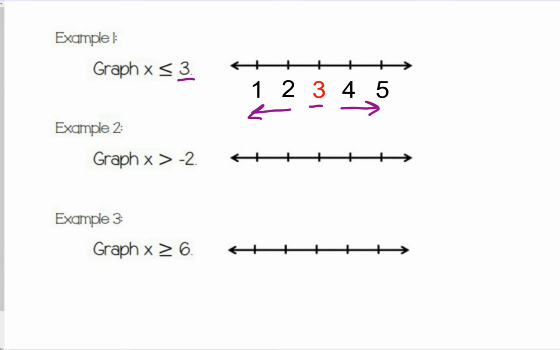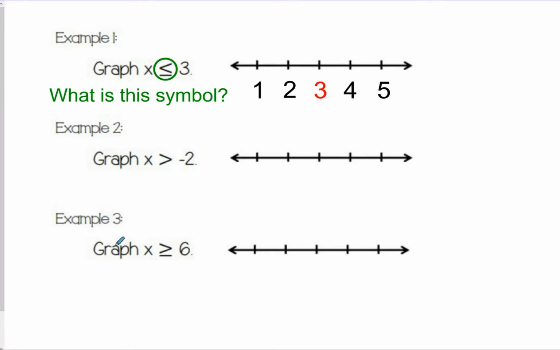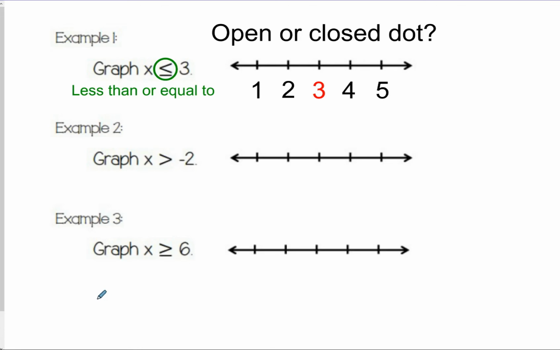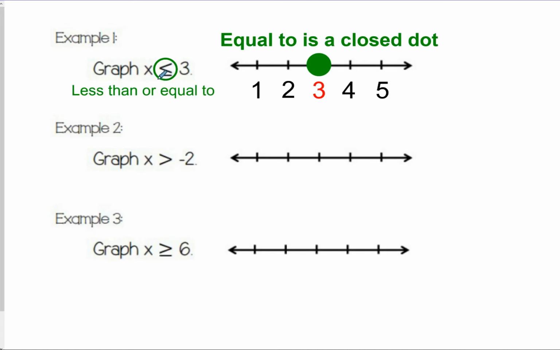The next decision we have to make is what inequality symbol do we see in example 1? Hopefully you saw that this was a less than or equal to symbol because it has the smaller side coming first when reading left to right, as well as the underline, which means that it's equal to. Our next decision, will it be an open or a closed dot? Hopefully we saw that it should be a closed dot because it does have the equal to line. So that means 3 is included in our solution.